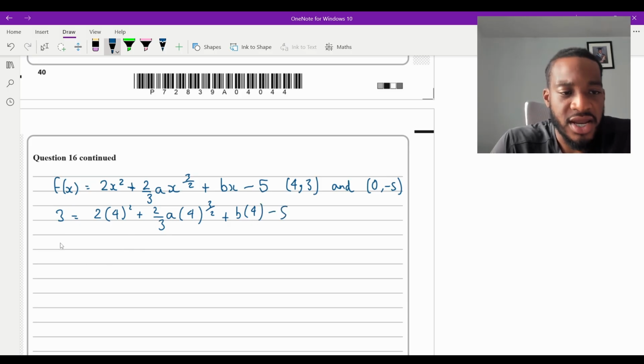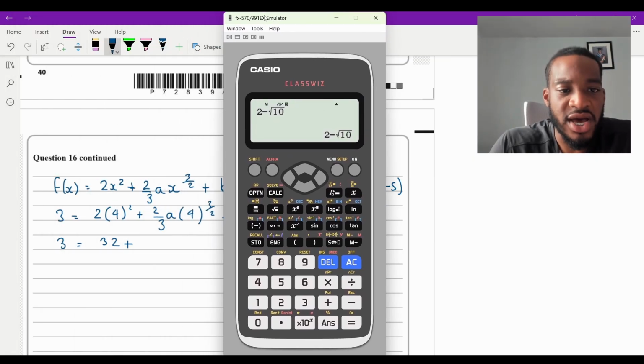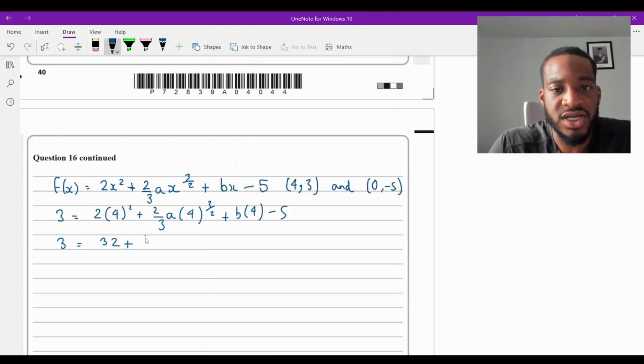And I'm going to tidy this up now. 4 squared is 16. 16 times 2 is 32. Plus, let me use a calculator before I make any silly mistakes. So 2 over 3 times 4 to the 3 over 2, just to figure out what we get. That gives me 16 over 3, so it's going to be 16 over 3a, plus b times 4 is 4b, minus 5.